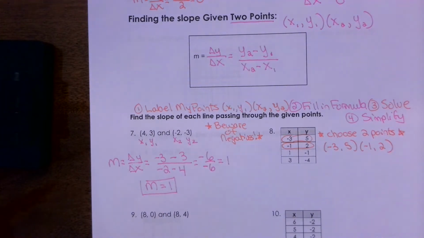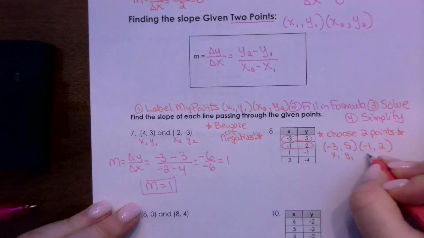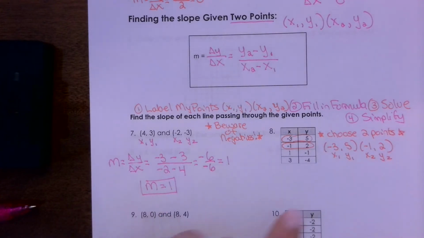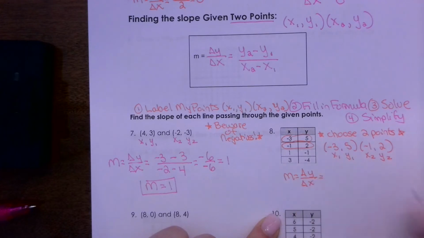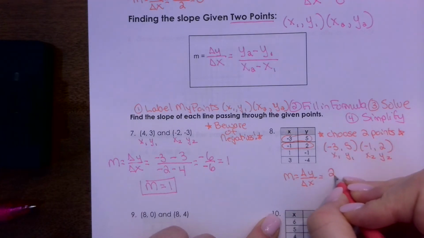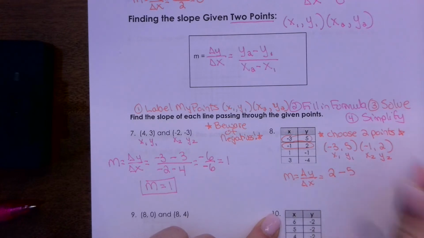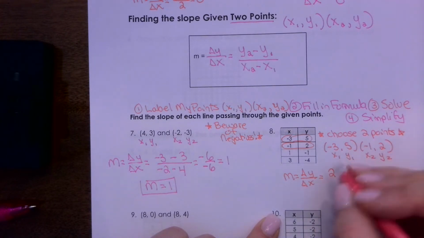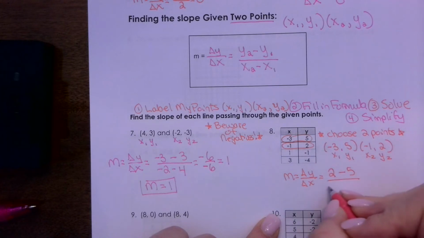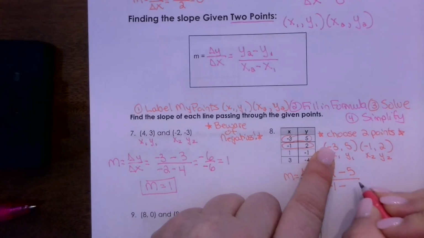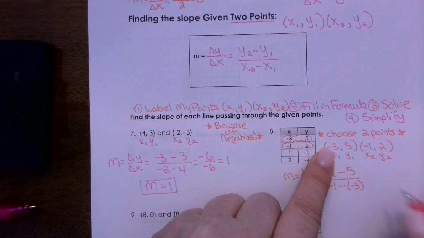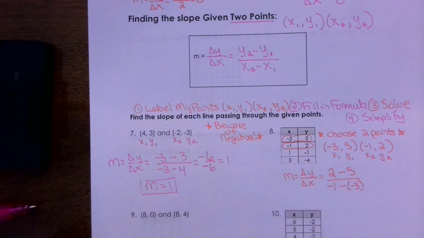I'm going to label my points. I've got x1, y1, x2, y2. I'm going to fill in my formula. I've got y2, which is 2 minus 5, y2 minus y1. And x2 is negative 1, and this is where we need to be aware of our negatives, minus negative 3. Subtraction of a negative. You can't just say, oh, it's negative, so it's already subtraction. No, this is minus negative 3.